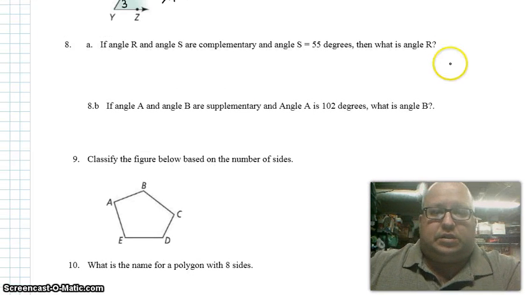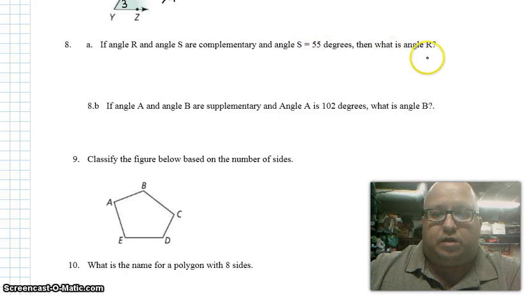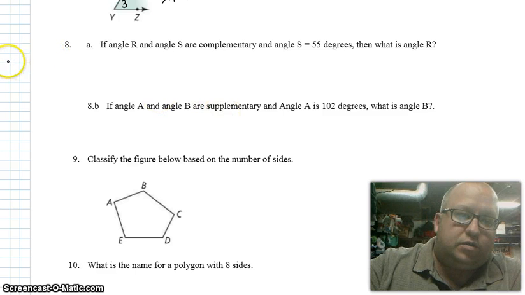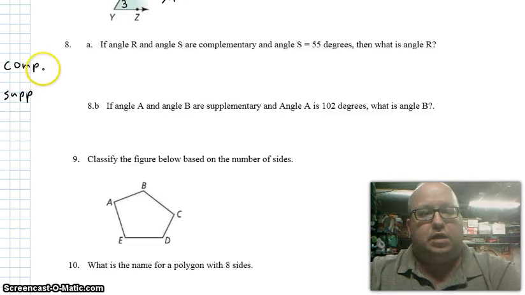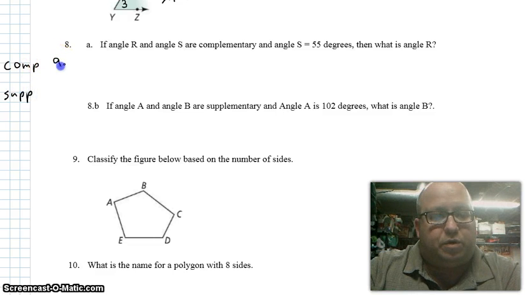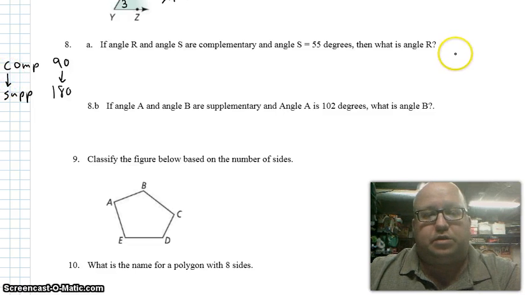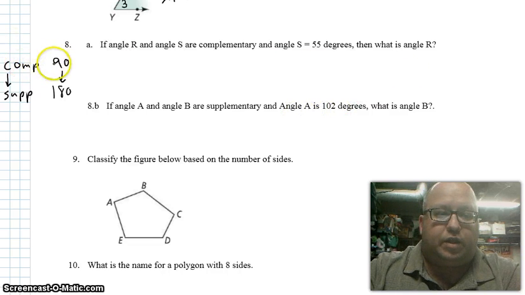If angle R and angle S are complementary and angle S is 55, what is R? Okay, complementary. It looks like the question below is supplementary. So you got to remember what complementary means and what supplementary means. I always remember that complementary are the ones that add to 90. Supplementary is 180. 90 comes before 180. C comes before S in the alphabet. That's how I was taught to keep it straight back in the mid-80s, and it still seems to work okay. You need to get that committed to memory before the test so you don't mess it up.